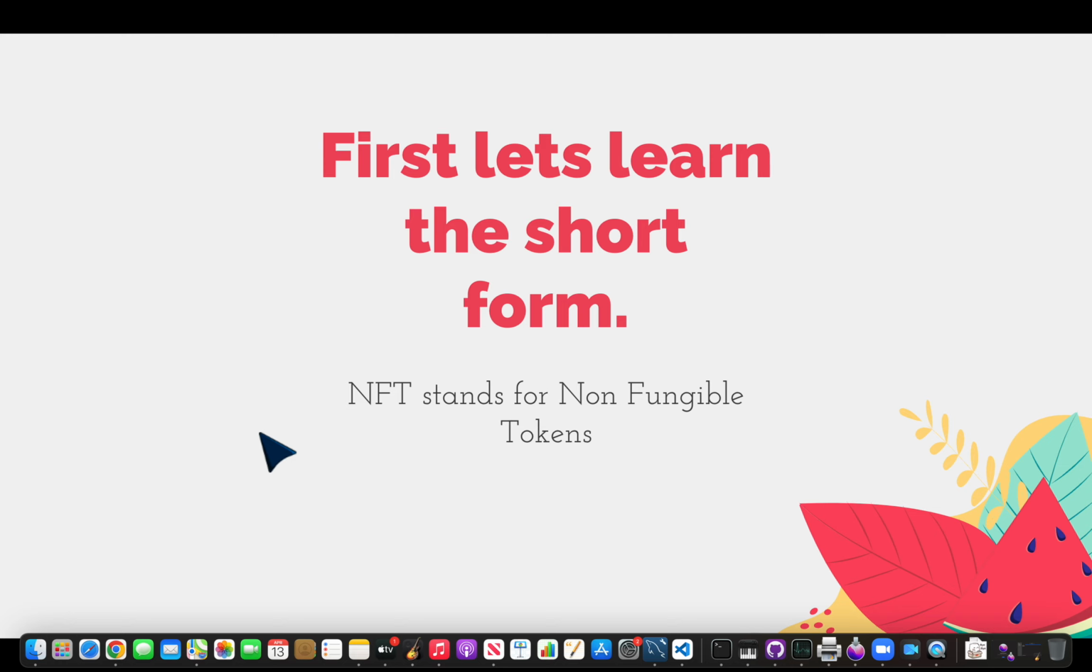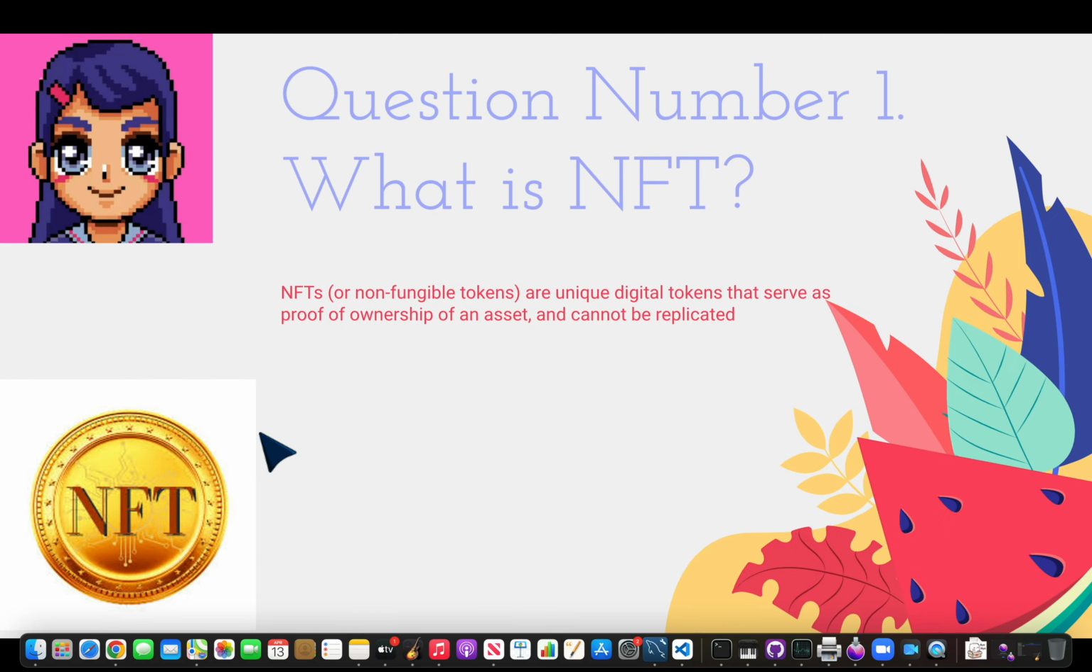So let's learn the short form. NFT stands for non-fungible token. Non stands for not, fungible means able to copy. So if you put that together, it's not able to copy tokens, okay? So question number 1, what is NFT?